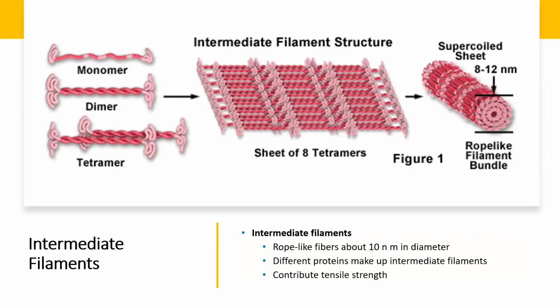Now, intermediate fibers are a little bit smaller. They're rope-like, and they can be made up of a couple of different types of proteins, and they can have different arrangements, such as monomers, dimers, tetramers, and here we have sheets of 8, or octamers. And these are important for increasing tensile strength, protecting against physical damage to the cell.